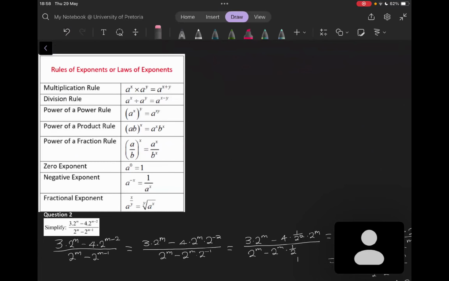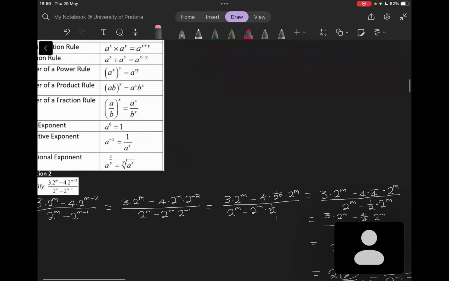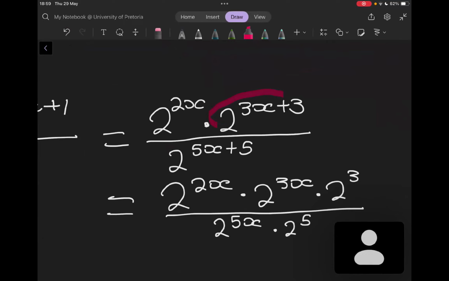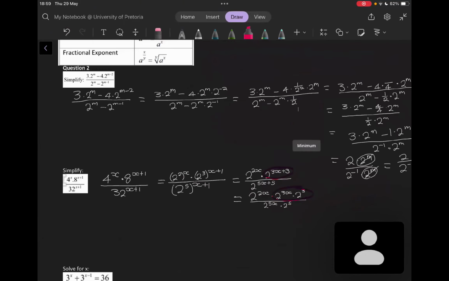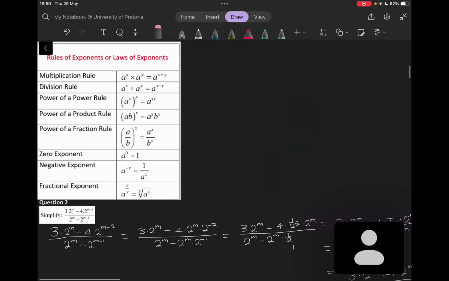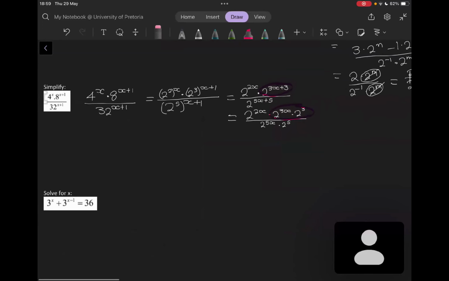Are you following? In this case, the reason why I was able to split this up into that was because I used the multiplication rule over here. Are you following? Yes, sir. So please make sure you familiarize yourself with the laws of exponents. Right, let me continue on and finish this off.